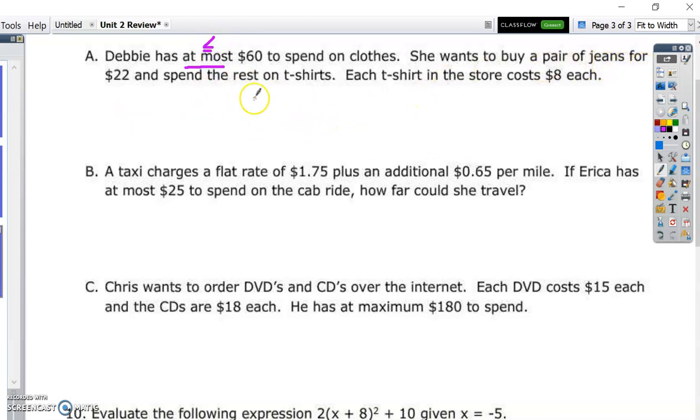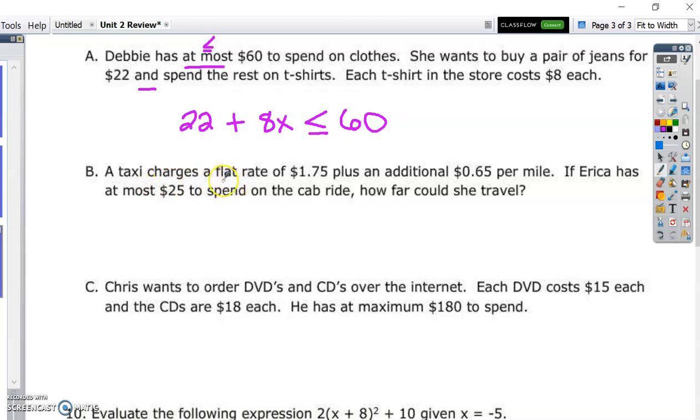She wants to buy a pair of jeans for $22. All right, so $22 for some jeans, and so we're going to add to that the rest on some t-shirts. Each t-shirt she buys is $8, so $8 per t-shirt. Those are cheap t-shirts. And she wants to keep all this spending below or equal to the $60 she has to spend. There you go, and that's it. That's the inequality.